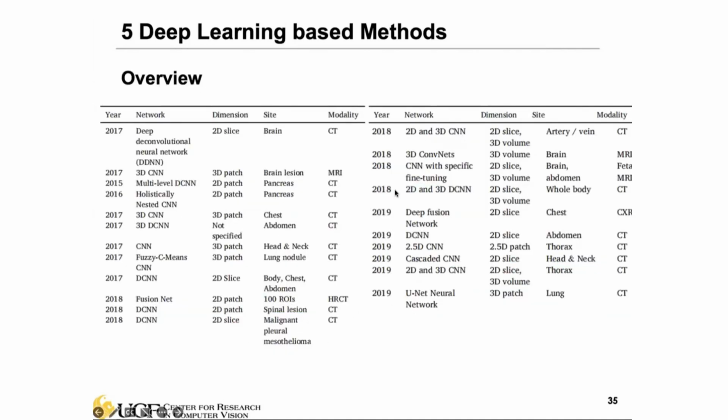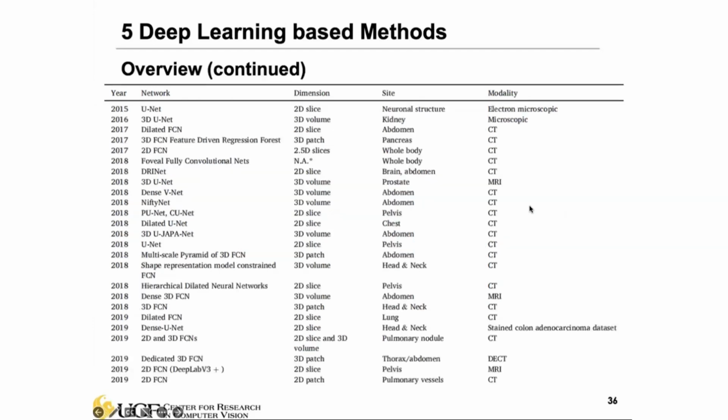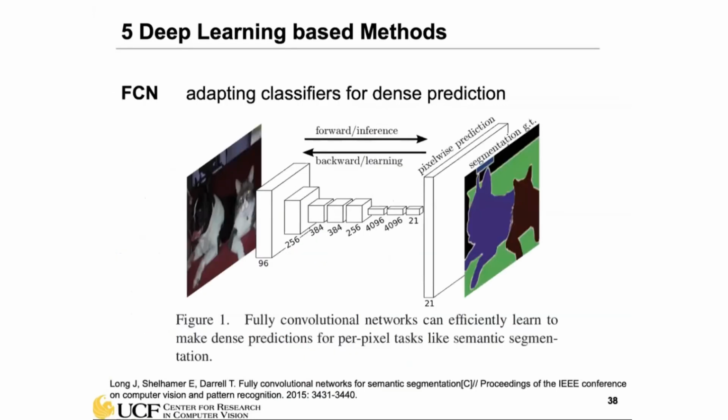And here are a couple more details. The tables list the different networks they use and the different modalities for the task, and also the dimension of the data, either 2D slices or 3D volumes. So if you're interested, you can go to the survey and check it out.